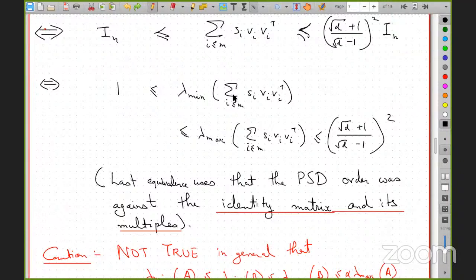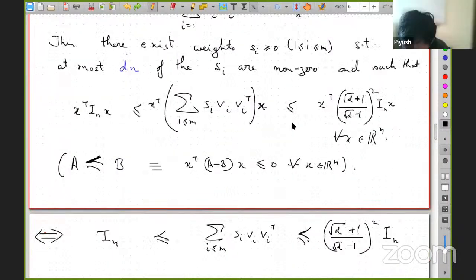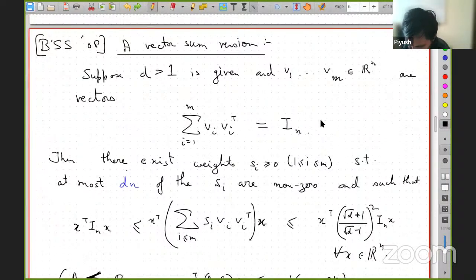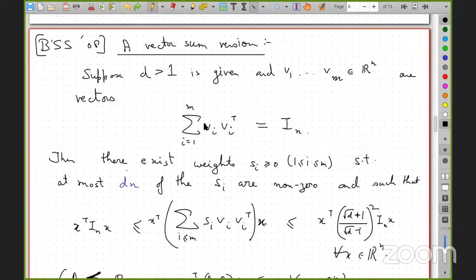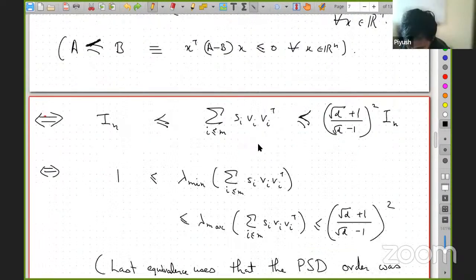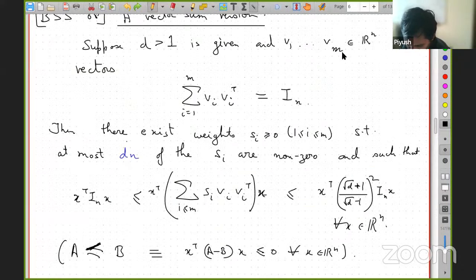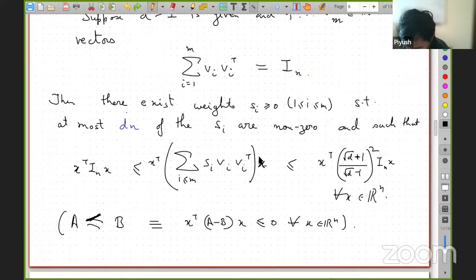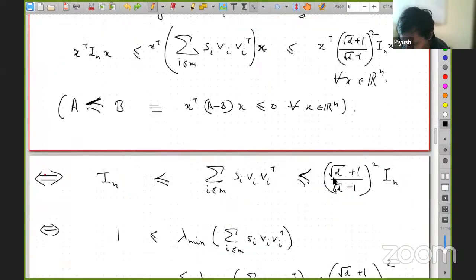Sorry, what were the vi's again? The vi's are just some arbitrary vectors that are given to you, with the guarantee that if you took the rank 1 matrices of all of them and summed them up, it will be identity. That's it. And now you want to get a smaller set of such vectors with weights, such that it's still close to identity and much smaller. So it was m here, and now you want n times d, where n is the underlying dimension and d is just some arbitrary number, but the approximation can depend upon d.